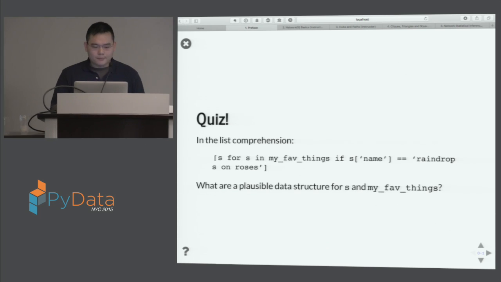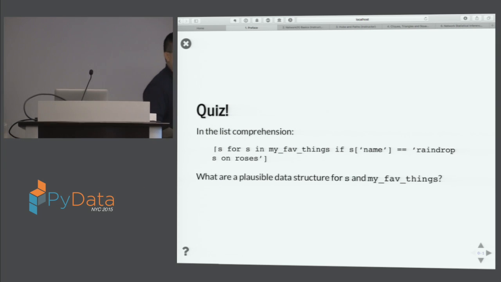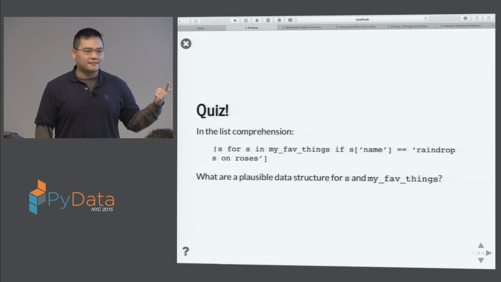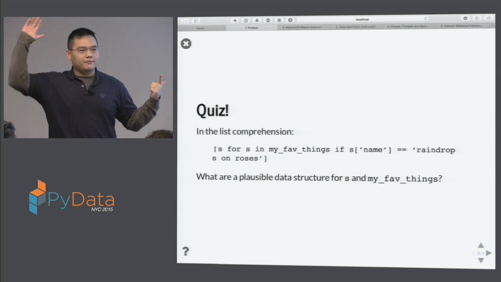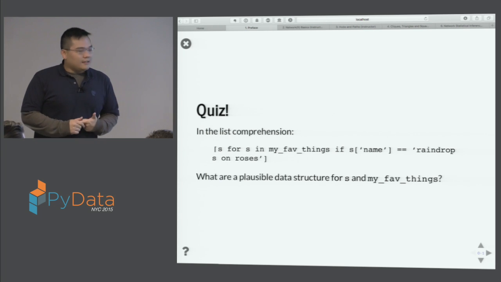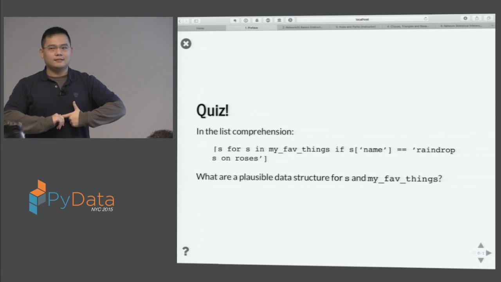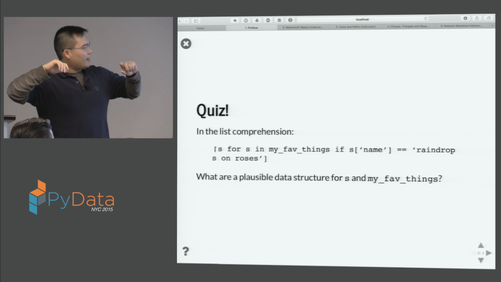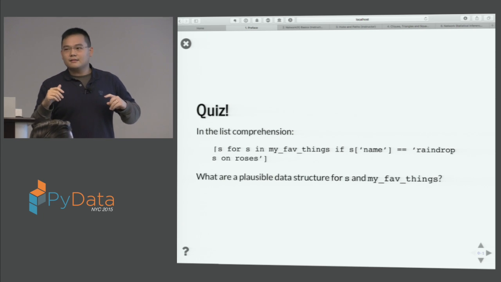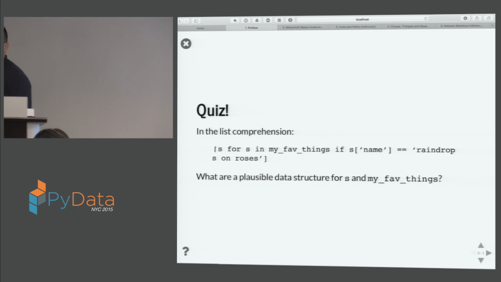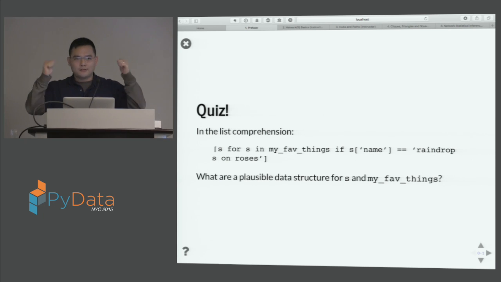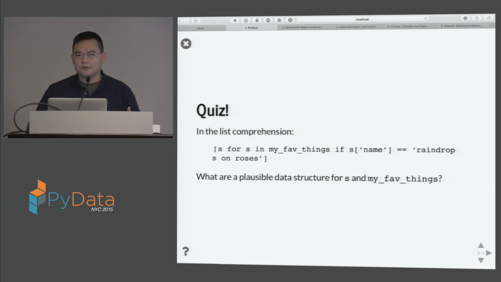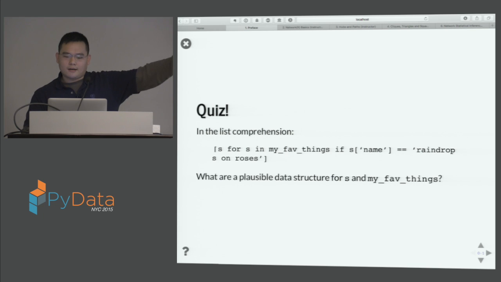All right, I'm going to give everybody just a very, very quick quiz, because you're going to see this coding pattern a lot. What's a plausible data structure for my favorite things and S? Do we have any volunteers? Dictionary for S. Yep, and my fave things is probably some iterable, a list. OK, great. If you all could get that question, that means you're good to go for this class, because that's really the level of Python that's required. Apart from also understanding functions and what they return, really you're going to see a lot of this coding pattern.